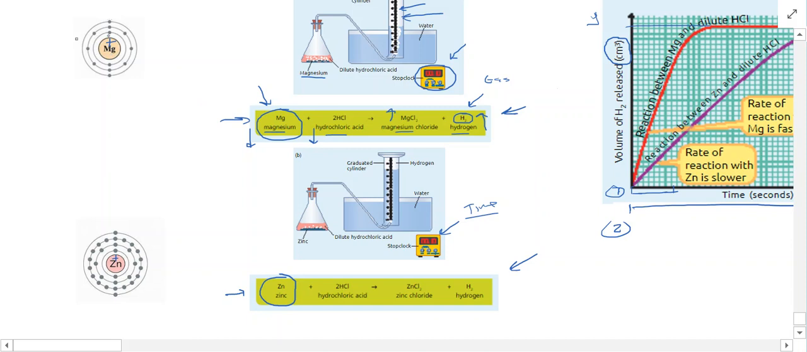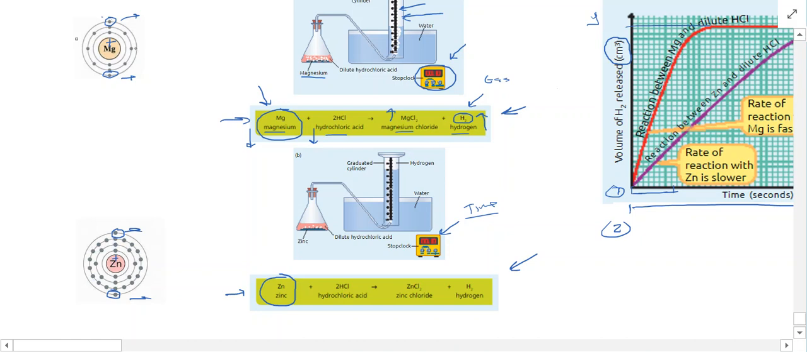Now, if we think about what's actually happening, what we're looking at here is a Bohr structure of magnesium. If we look at its outer shell, it has 2 electrons in its outer shell, one here and one here. Also, zinc has 2 electrons in its outer shell, one here and one here. So these two atoms want to lose these electrons. They want to get rid of them so that they'll have a full outer shell.